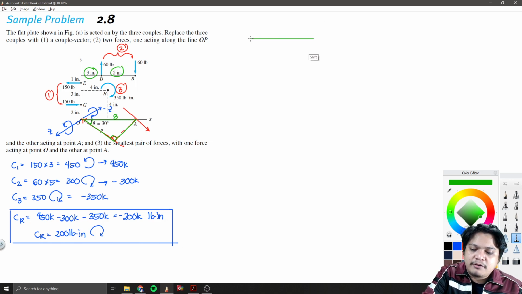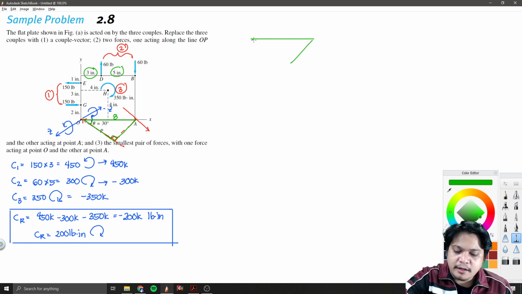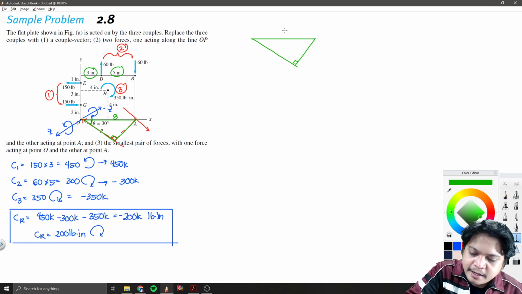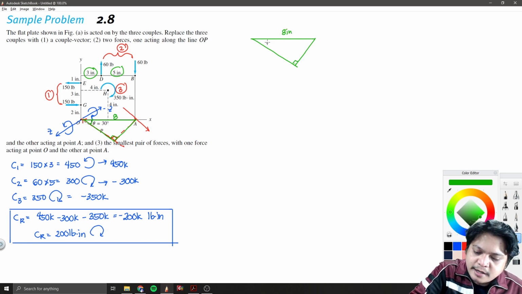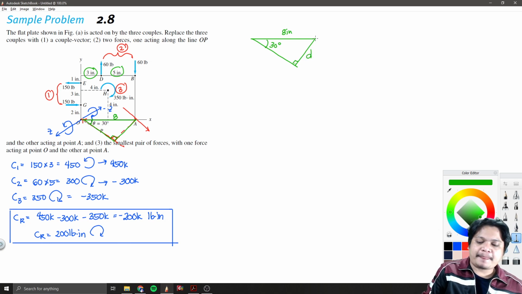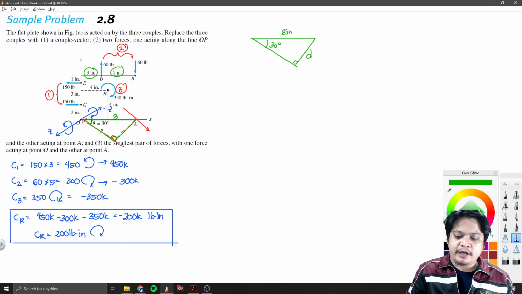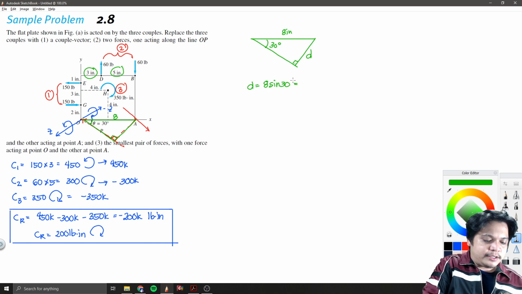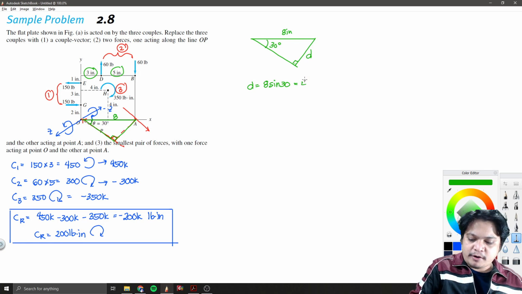Okay? So, para lang akong merong, okay, ganito. Para kami ganyan, and this is the 8 inches, and this is around 30 degrees. Ito yung hinahanap kong D. Okay? So, it seems that it is just equals to 8. Yung D natin is 8 sine of 30 degrees. So 8 sine of 30, so that's around 4 inches.